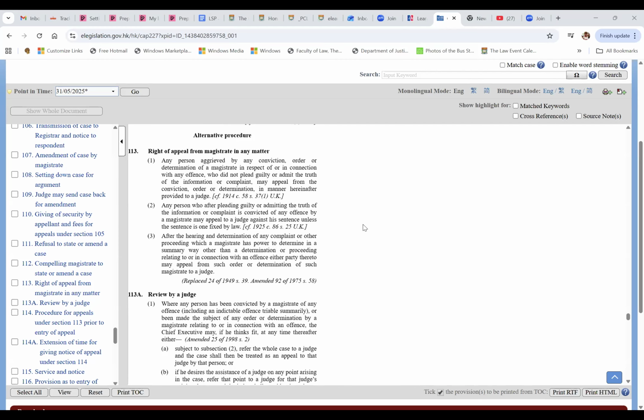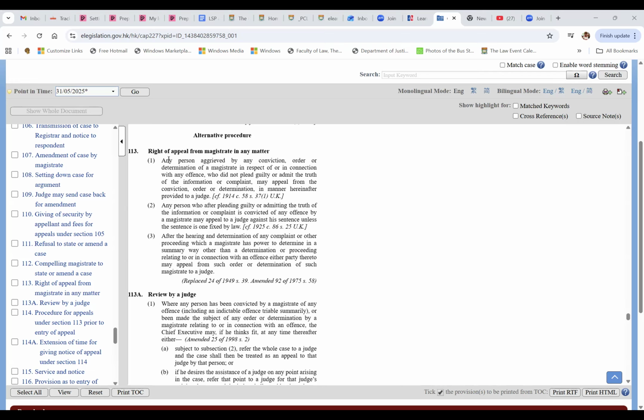Subsection 1 also means that if the defendant pleaded guilty, he cannot appeal his conviction. The only option is under subsection 2. If he pleaded guilty, then he can appeal his sentence unless it's fixed by law. And in the magistrate's court, really, the only sentences that are fixed by law are for very minor offenses, like, say, road traffic offenses, which have a lot of fixed penalties for speeding or parking in an undesignated place.